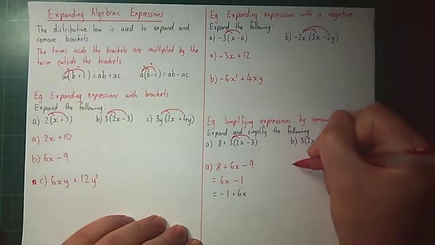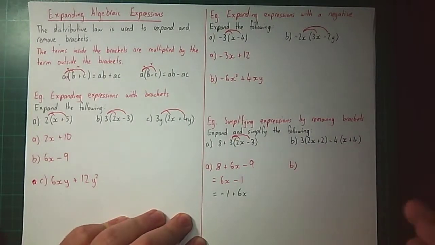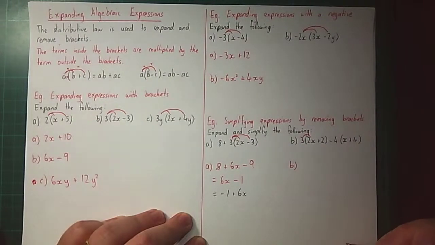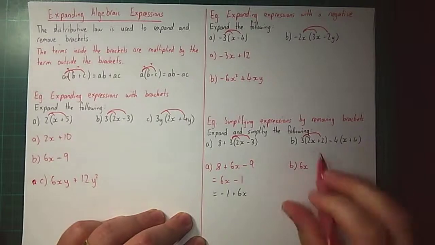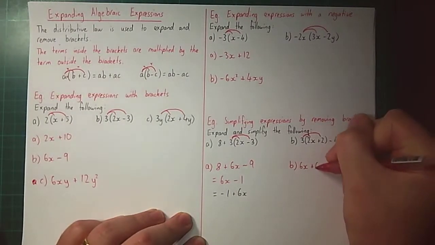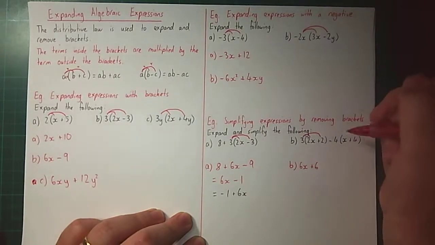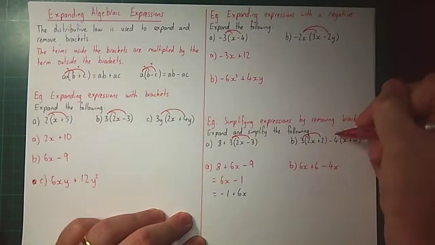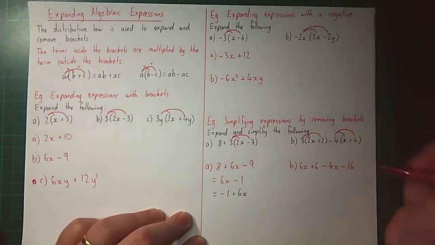Now we'll do it for B. We've got 2 sets of brackets, but that's fine. We'll just take it one set of brackets at a time. We've got 3 times 2x, that's going to be 6x. And 3 times positive 2, it's going to be positive 6. Now, be careful here, there's a negative 4, so we have to make sure we're taking that into account when we're multiplying. We've got negative 4 times x is negative 4x, and negative 4 times positive 4 is negative 16.